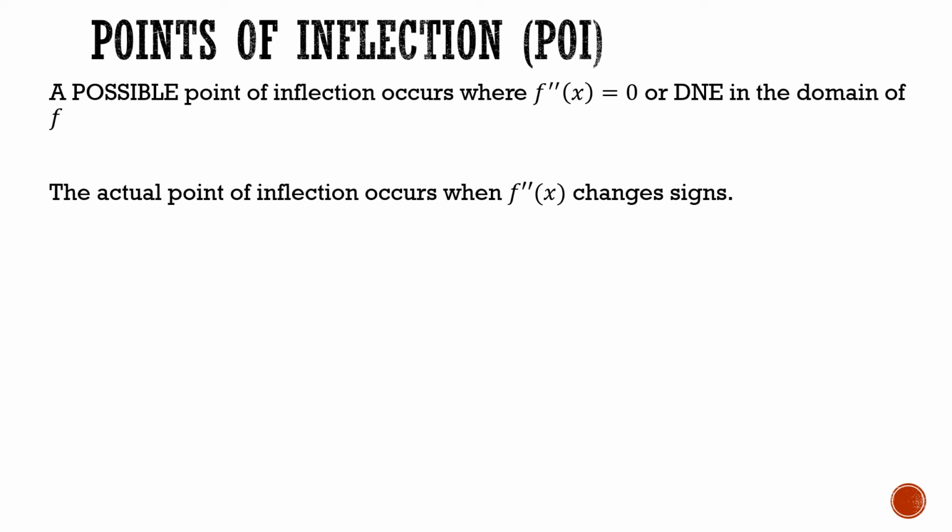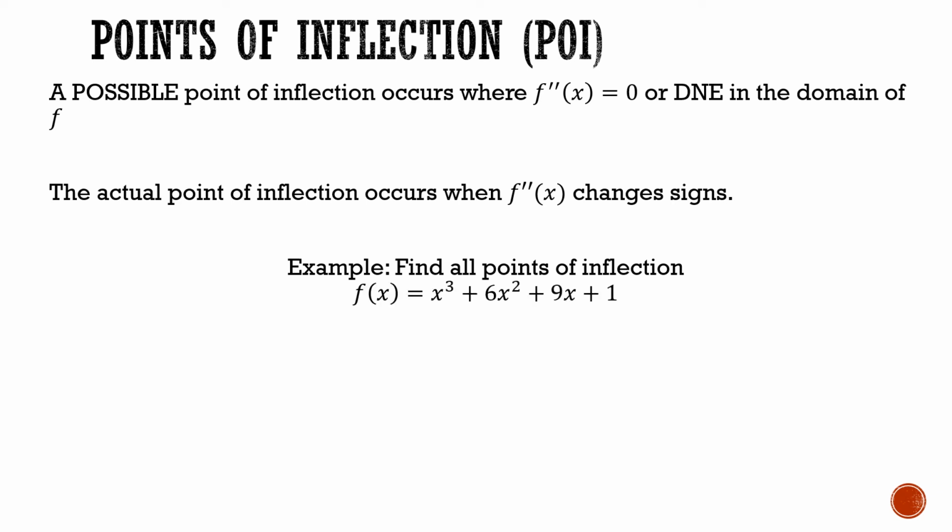Lastly, we have our points of inflection. Your points of inflection occur where your second derivative equals 0 or does not exist. So again, you still have to take into consideration where that function doesn't exist. It could be an asymptote, it could be a hole, it could be any of those values, but you still need to look into it to see if your function doesn't exist there. Now again, our second derivative exists everywhere because our second derivative, again, was continuous. It was a linear function, so I don't have to worry about the does not exist in this example.